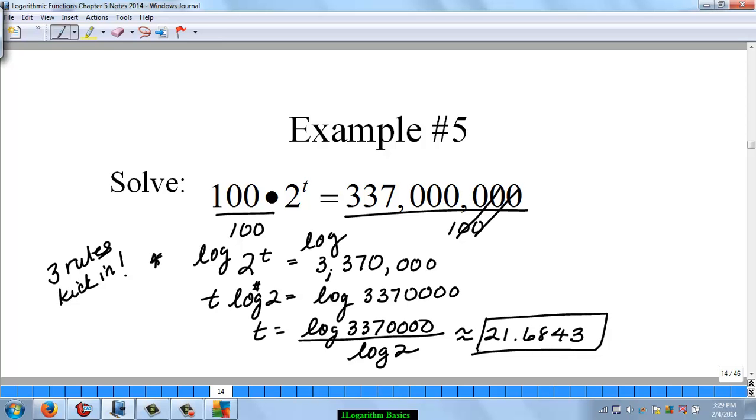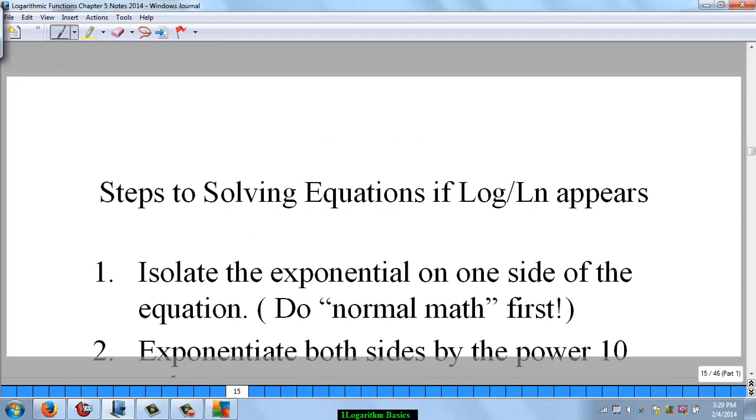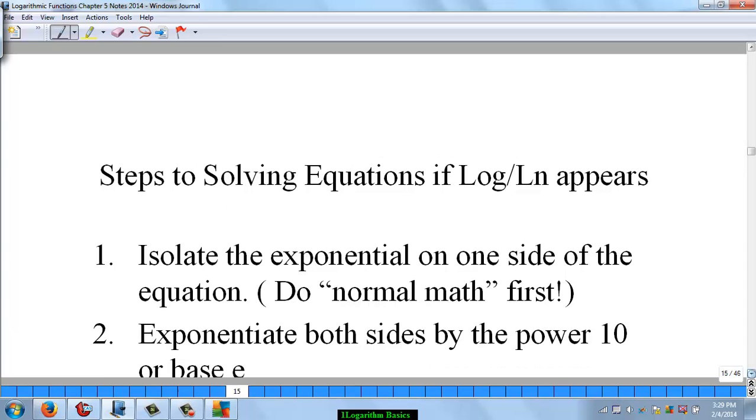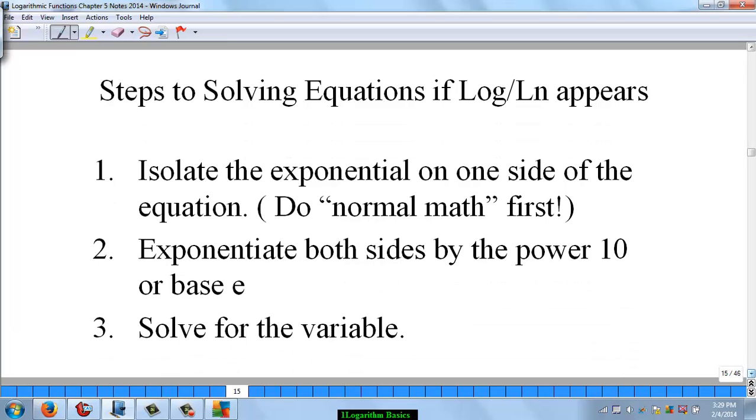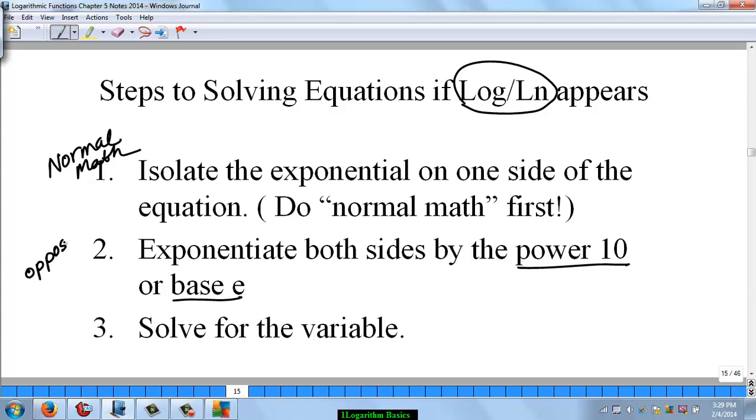All right, let's try another one. When we also solve for a variable, even if the equation has natural logs in it, you still do your normal math first. You isolate your log function, and then you exponentiate both sides by the power of 10. If you see a log or an ln in the equation, you can't log a log. So you're going to undo it by using the power of 10 or base e, and then solve for the variable. So this is still the opposite. You're still undoing your equation, but you are using the power of 10 or base e.